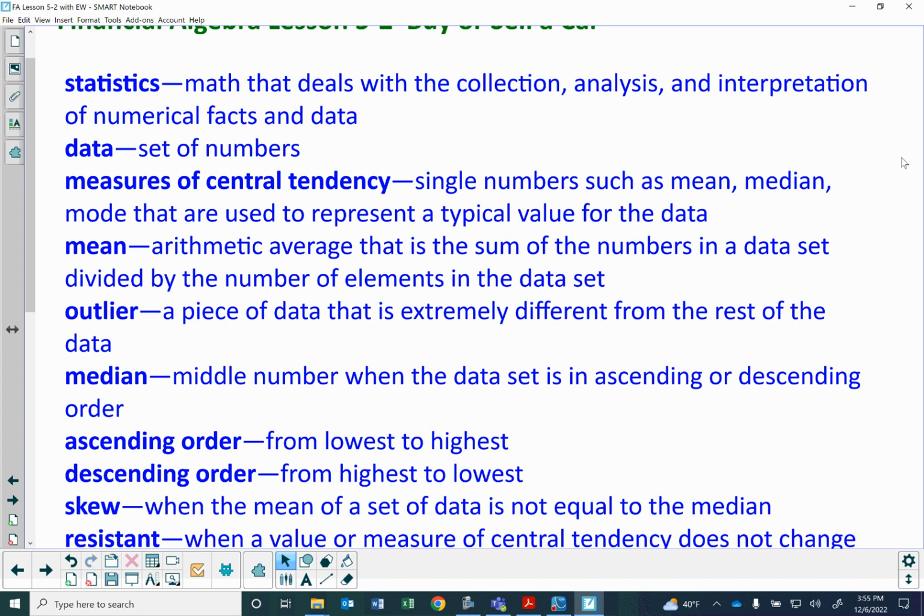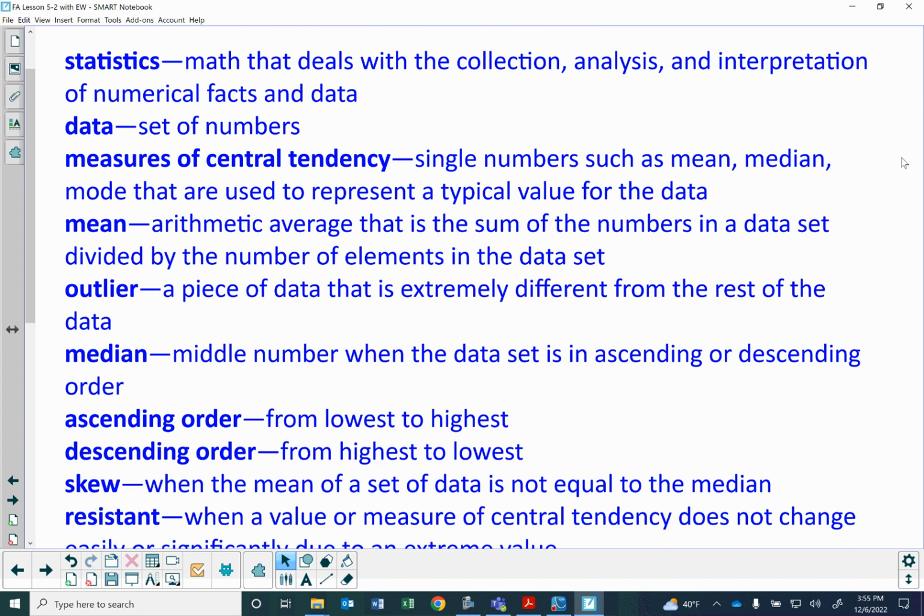Statistics. A lot of this lesson today will deal with statistics, so it's important that you understand what statistics are. Statistics are math that deals with the collection, analysis, and interpretation of numerical facts and data. Data is simply a set of numbers, and most of the data that you've ever done before is a measure of central tendency. Measures of central tendency are single numbers such as your mean, your median, and your mode that are used to represent a typical value for a set of data.